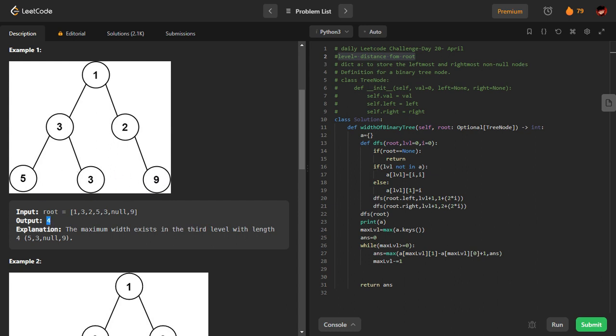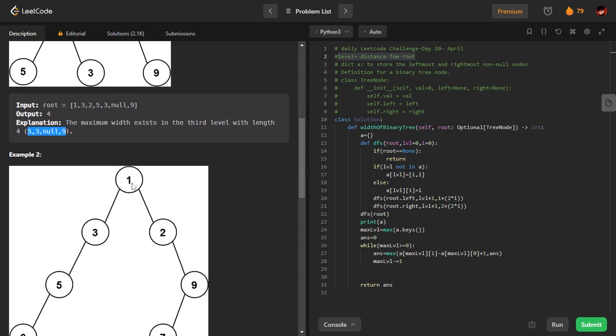This is the one: 5, 3, null, and 9. They are calling the child coming from 2 null. So the maximum width in this case is at level 2. At level 1 we had a width of 2, and at level 0 we had a width of 1.